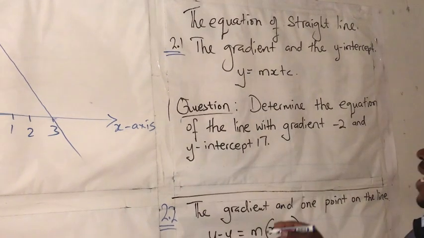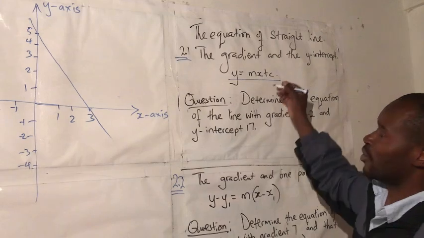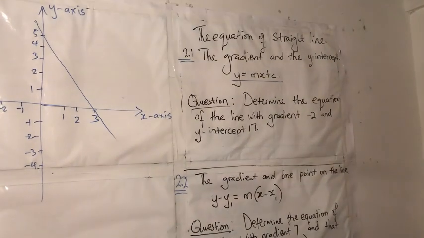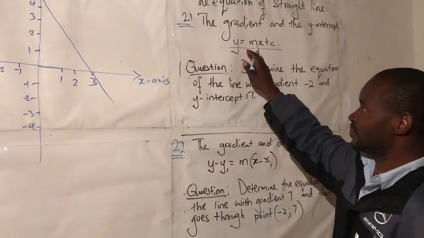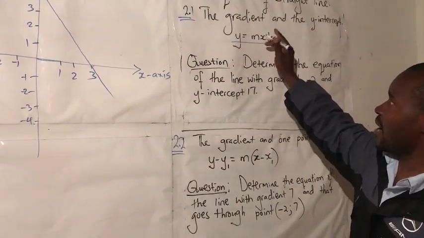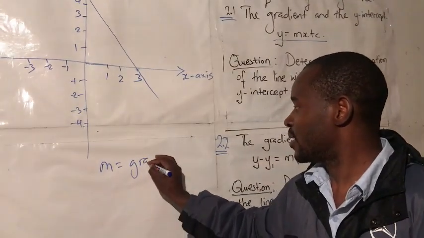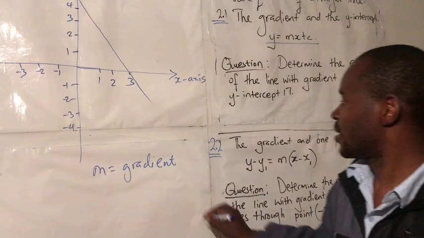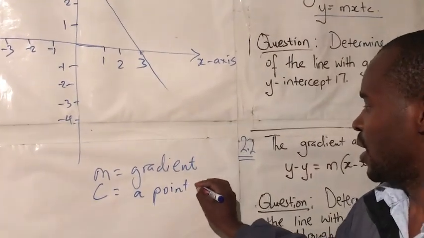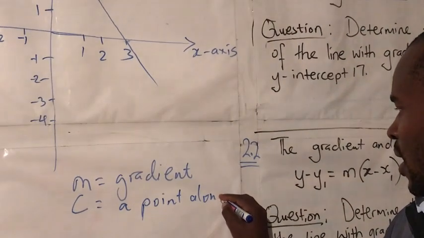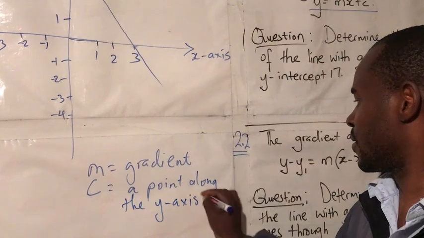There is a general equation for a straight line, which is y is equal to mx plus c. In this equation, m is our gradient. Yes, m is the gradient. Then c represents a point along the y-axis. Right.